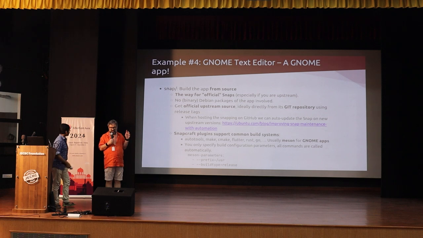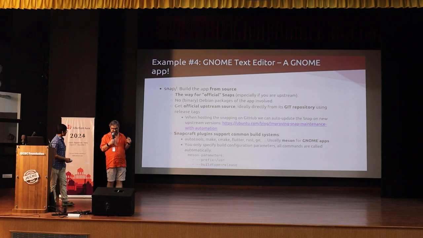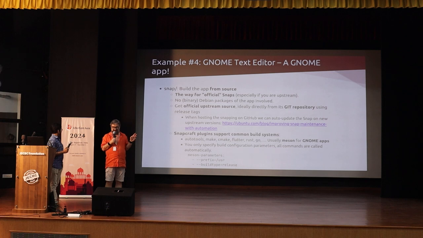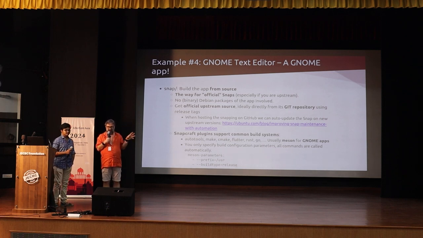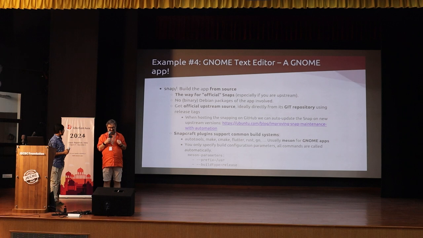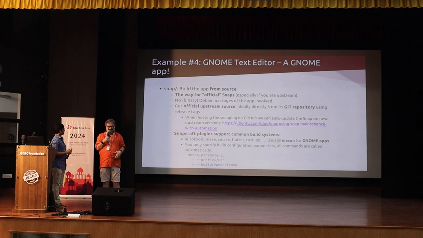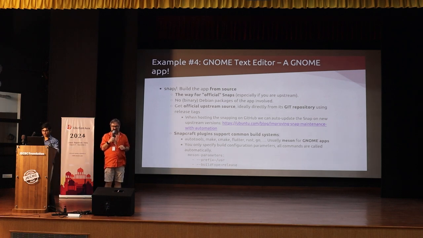One important thing when you build from source: most free software is hosted on a Git repository, and when you build from source and do not load the release tarballs, but instead load from the Git repository using the release tag, then with this snapcraft.yaml, you can easily add update automation. So you do a GitHub action.